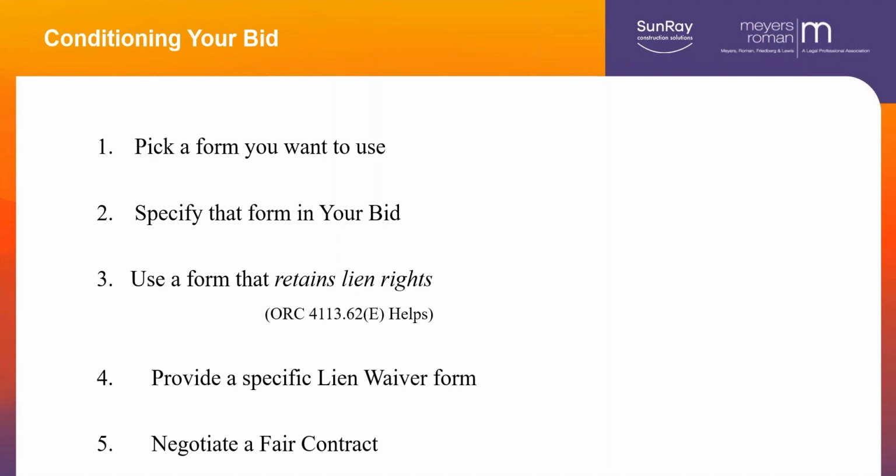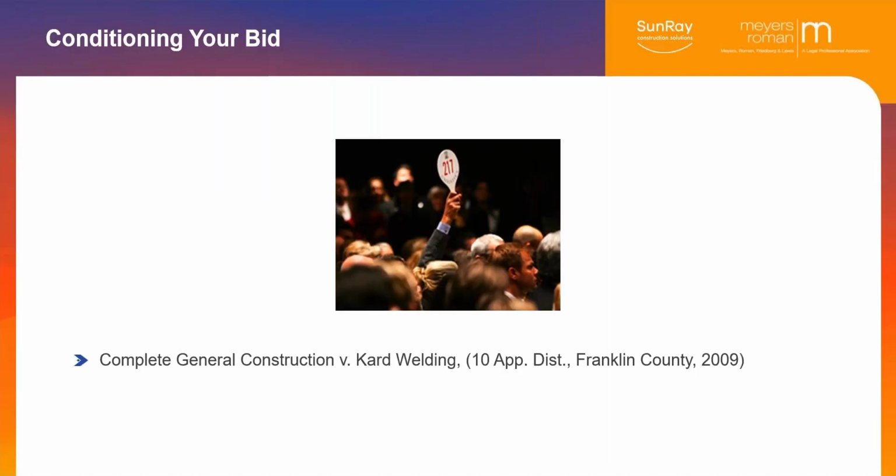One of the best things you can do also is provide a certain specific lien waiver form that you'll agree to sign. And also the next thing is then negotiate a fair contract. That's what you're all leading up to, is getting your ability to negotiate a contract. Why does that work? Because of this case. This is an Ohio appellate court case, Franklin County, Complete General Construction versus Card Welding.